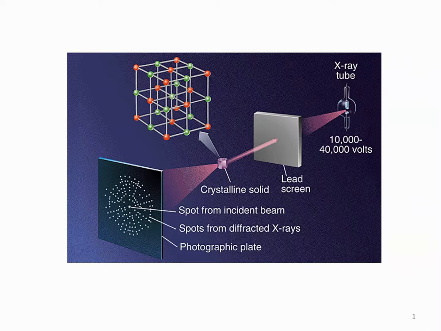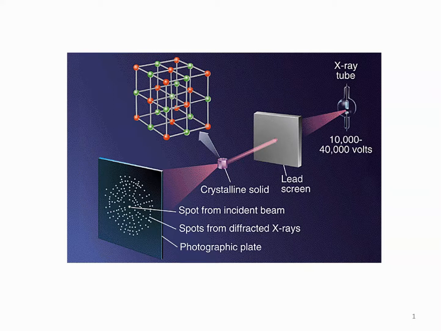Alright, so we are now in chapter 4. Chapter 4 is about the simple structure. In this chapter, I'm going to give you a few examples of the simple structure, such as sodium chloride, cesium chloride, and so on, and diamond.